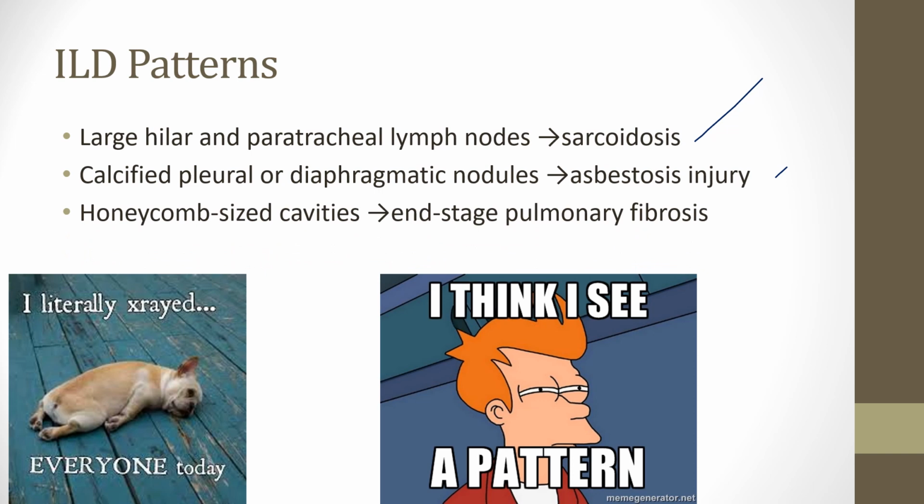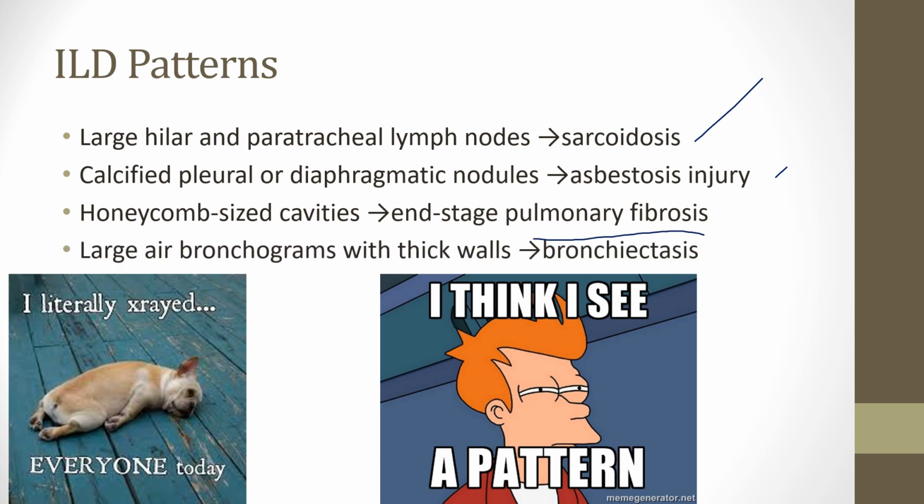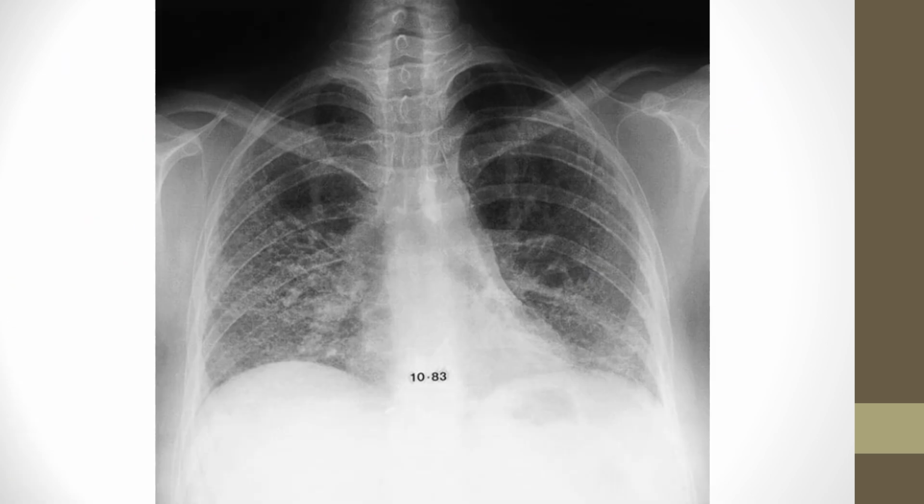Honeycomb cavities can be seen as well, and that's usually more of your end stage of pulmonary fibrosis. Large air bronchograms usually is a sign of bronchiectasis. Remember, bronchiectasis is that destruction of tissue that happens in there, and they can get that pink sputum every once in a while from those blood vessels blowing here and there.